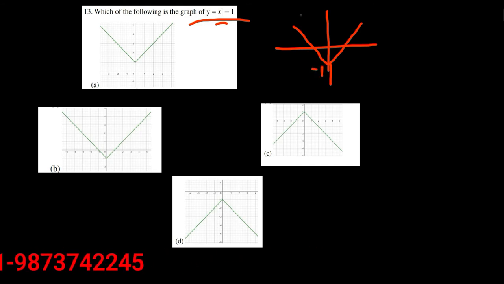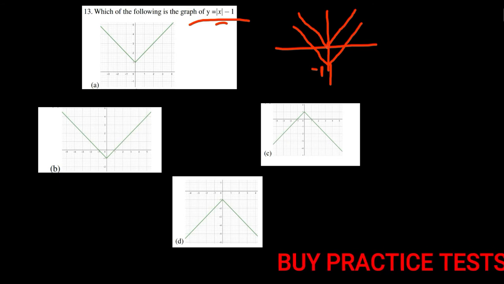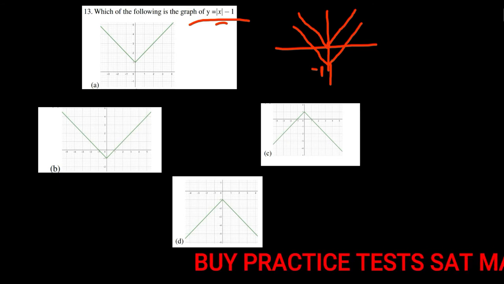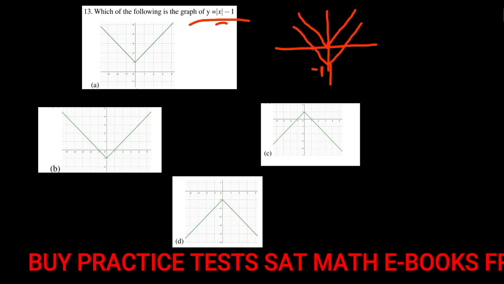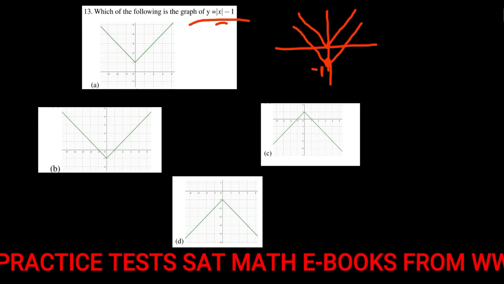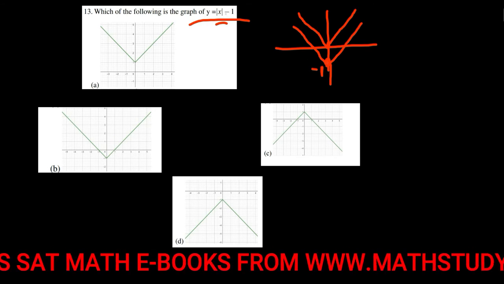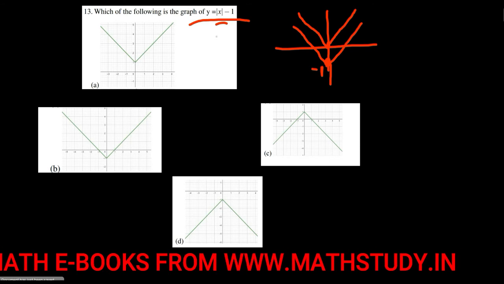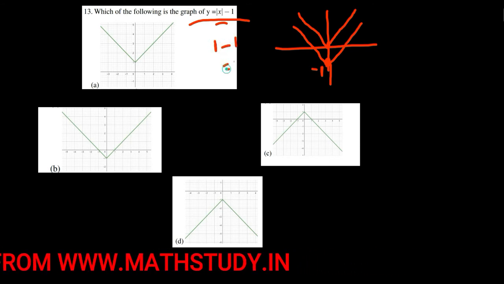If y is equal to mod x, as we have already discussed, the graph goes this way, at this particular point, which is 0, 0. But as we have reduced 1 unit from the y-axis, the graph will reach this point, that is y is equal to minus 1, because minus 1 is a critical point, right? If you put 1 here in mod x, then the graph will become 0, that is 1 minus 1 equals 0 here.